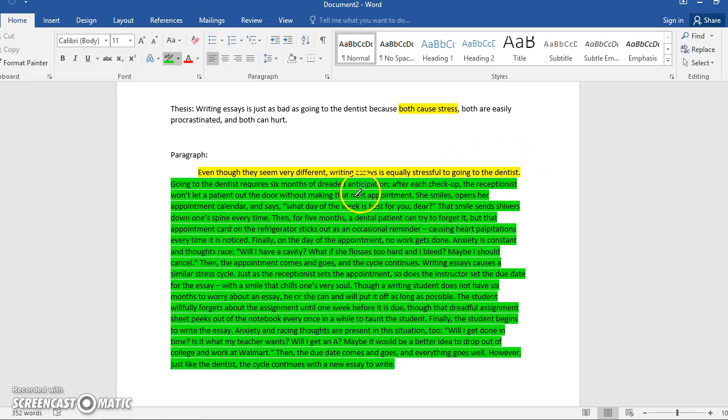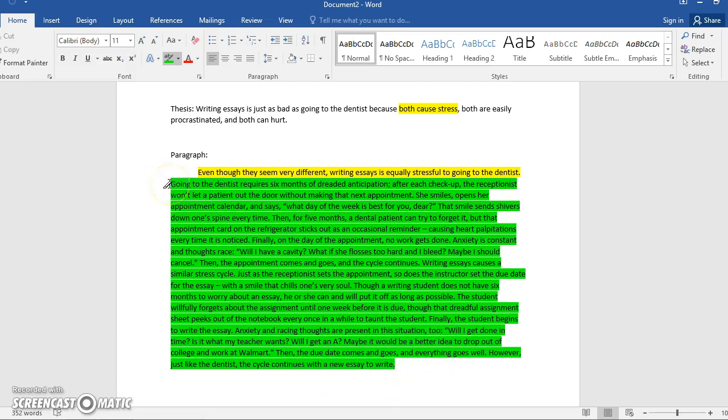So things like there's dreaded anticipation, you can try to forget about it, it causes anxiety, and then the cycle continues. And then same for writing essays. Similar stress cycle, the instructor sets the due date, that he or she can still put it off, the student willfully forgets about the assignment until 1 week before it's due, student begins to write, anxiety causes here too, and then again the cycle continues.